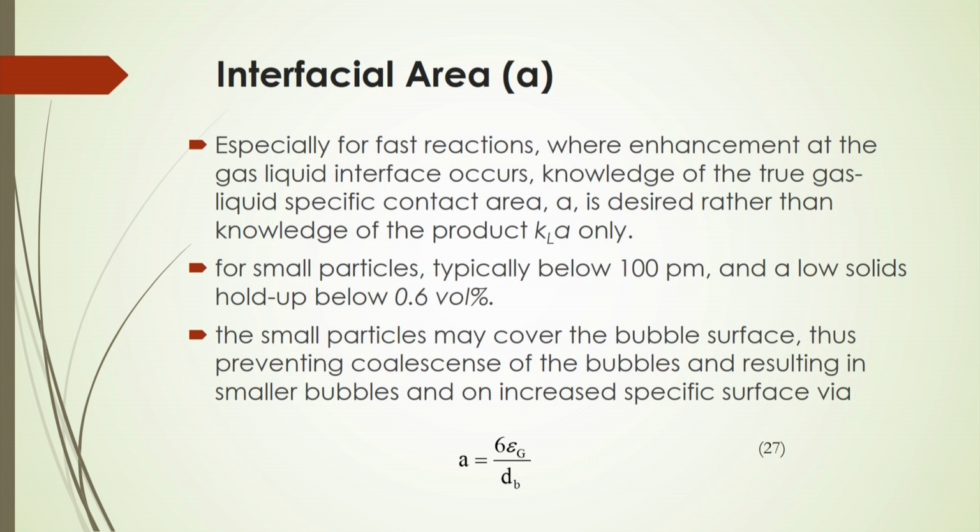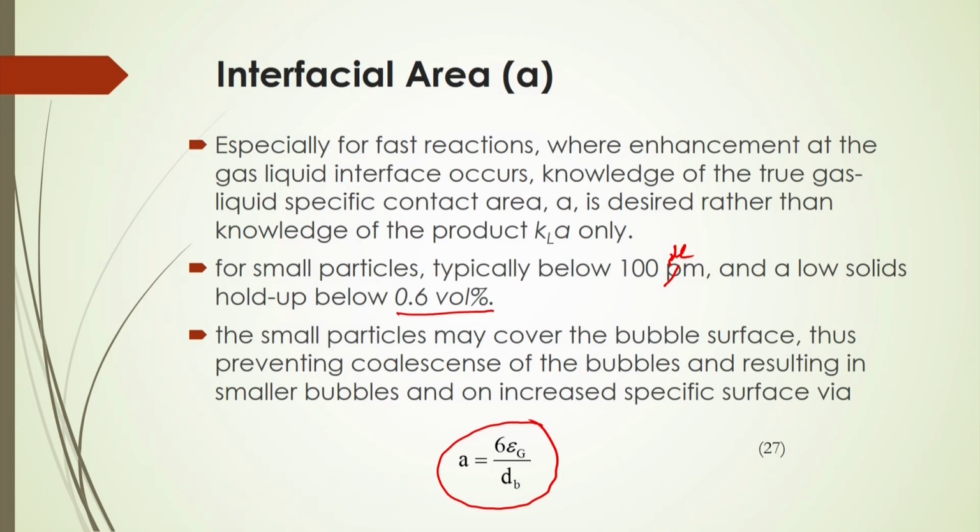For small particles, typically below 100 micrometer, and a low solids hold up below 0.6 volume percent, small particles may cover the bubble surface, thus preventing the coalescence of the bubbles and resulting in smaller bubbles and an increased specific surface area. In that case the specific surface area will be represented by equation number 27. Now, this specific interfacial area depends on the particle size.